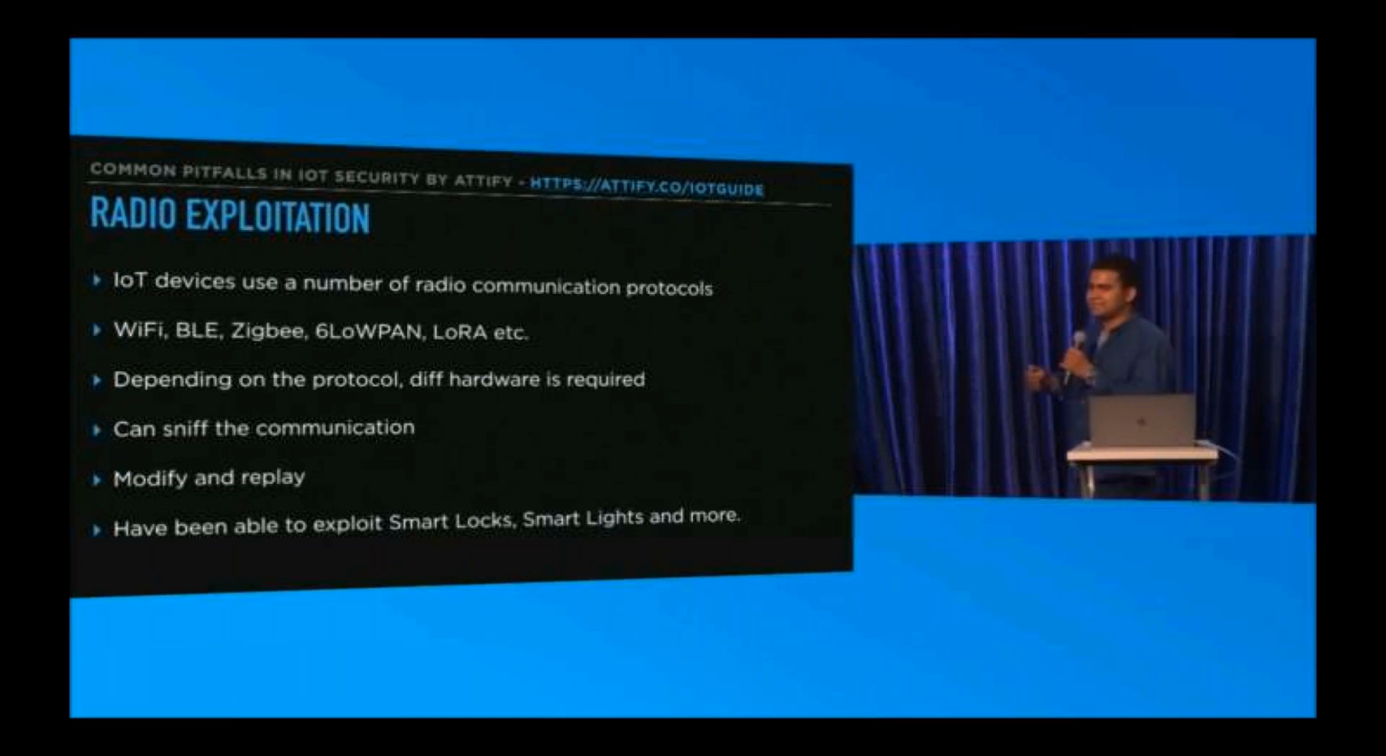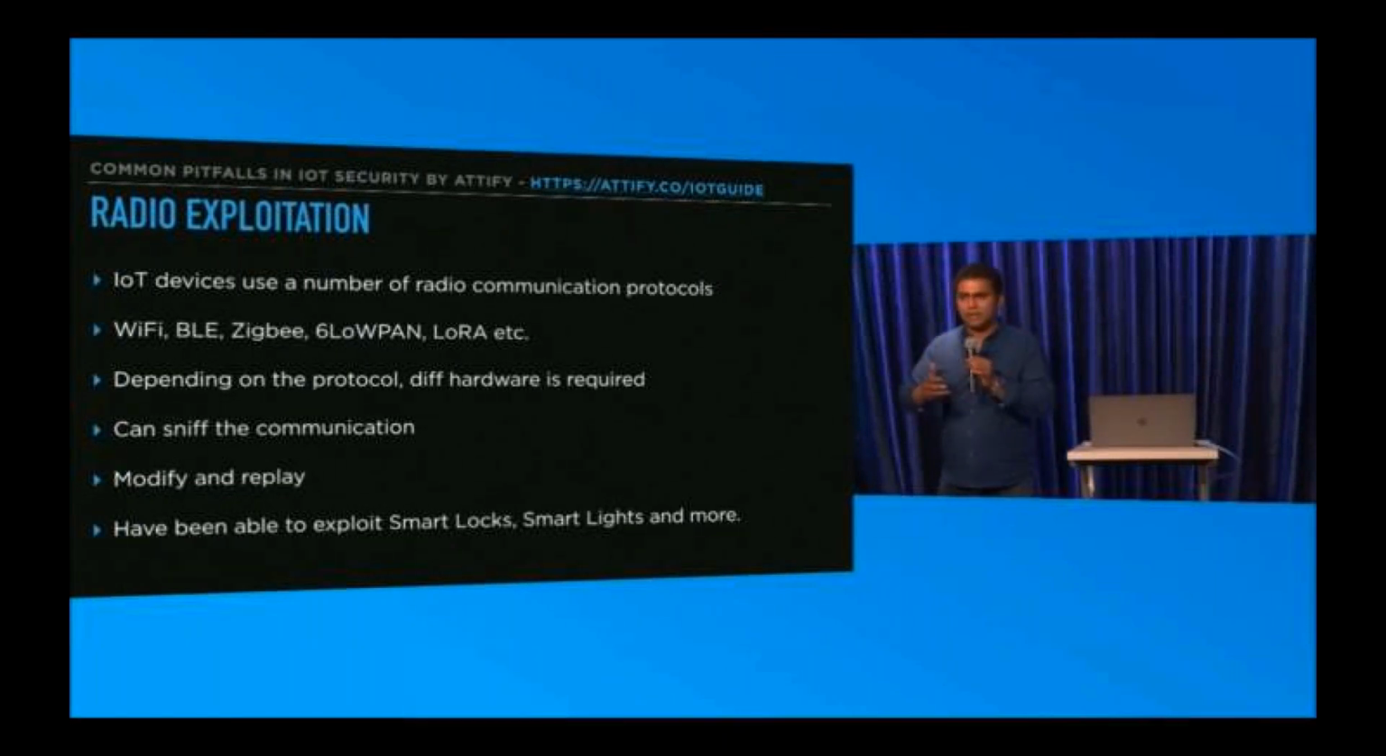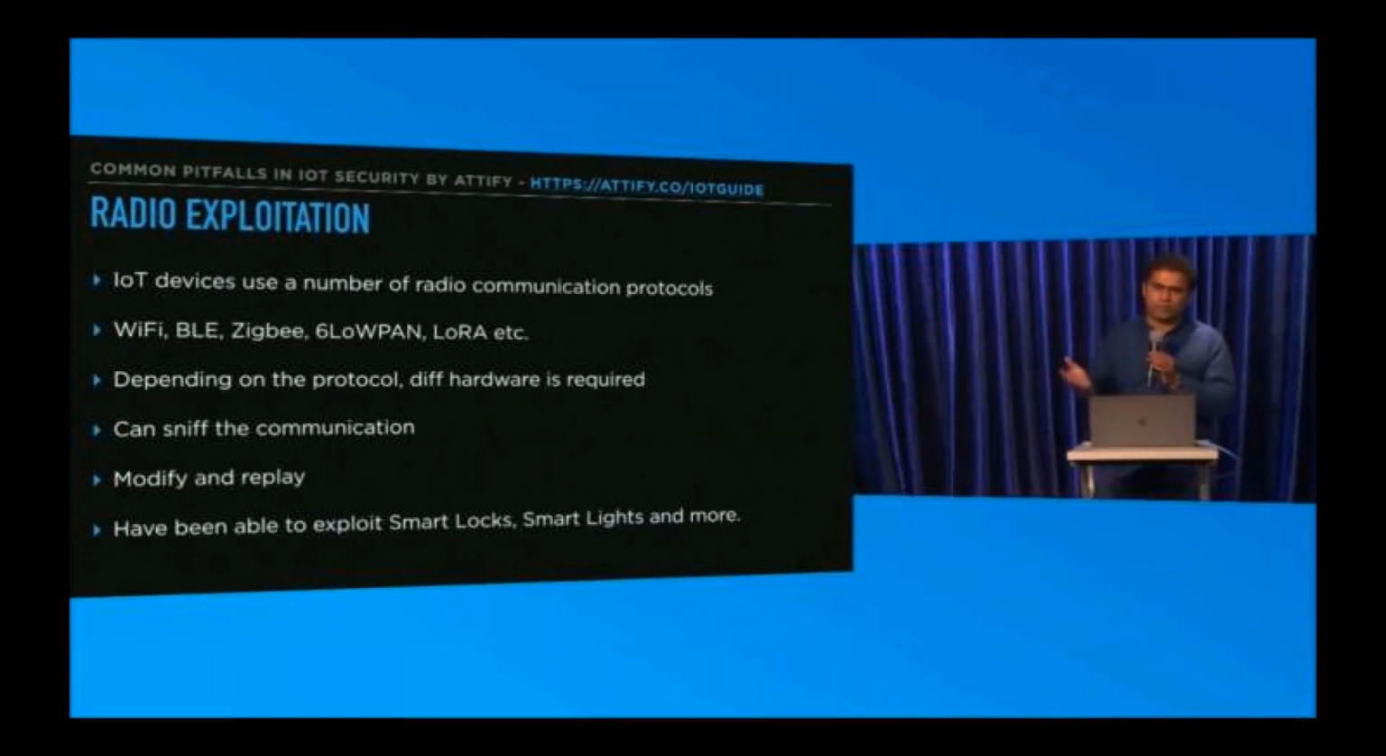Moving on to radio exploitation, this can be a bit tricky because you'll encounter a lot of unknown protocols such as Wi-Fi, BLE, Zigbee, 6LoWPAN, all of that, and you might require a different set of hardware and software to deal with all of them. For example, for BLE, you might need Ubertooth. For Zigbee, you might need RZ Raven and all of that. But the process of doing exploitation is the same. You start sniffing, start analyzing the packet captures, reverse them, and try to replay them. That's pretty much the whole process in which you can exploit smart bulbs, smart lights, smart locks, all of that.